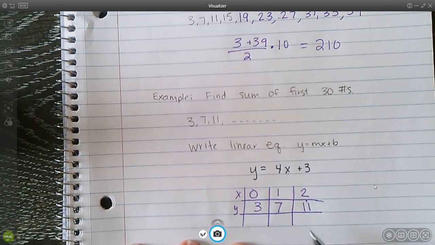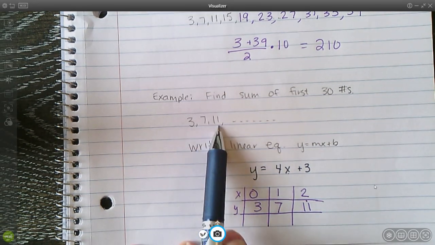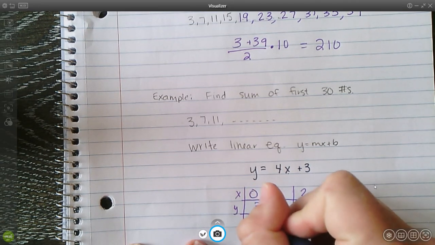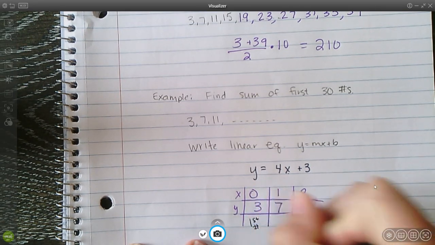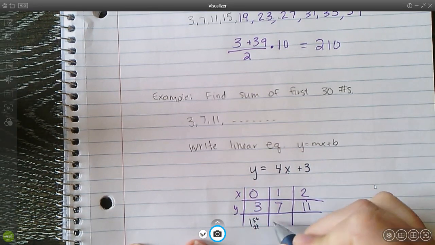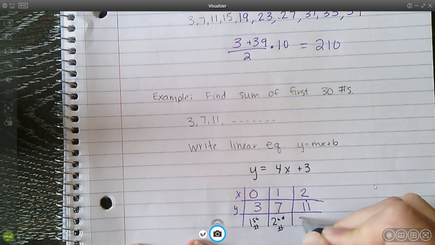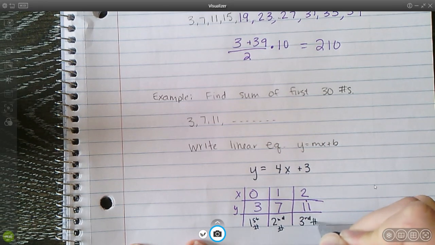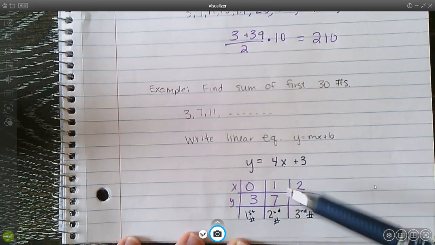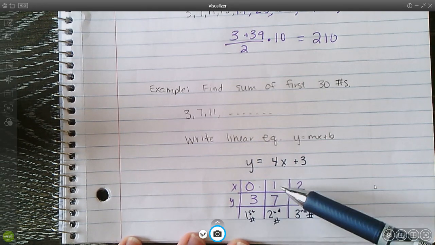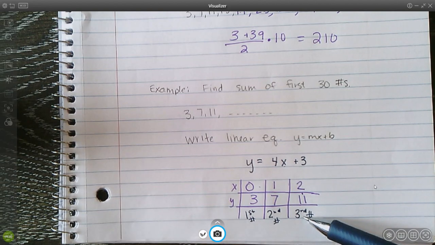Now if you look up here, those are our first numbers. This is our first number, this is our second number, and this is our third number. If I plug in a 0 to this, I get my first number. If I plug in a 1, I get my second number. If I plug in a 2, I get my third number.